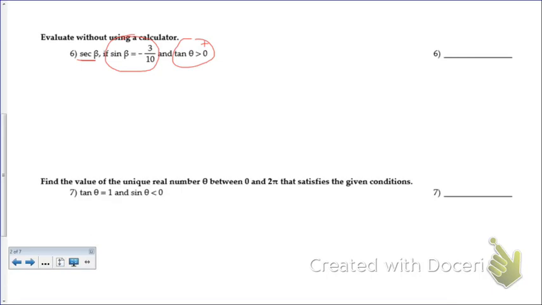So I'm going to start with secant of beta, and secant is the reciprocal of cosine, so I'm going to have r over x. And then I know that sine beta, which is y over r, is -3/10. R is the radius, so it's always going to be positive, as it's a positive length, no matter where you are on the coordinate plane. So 3 has to be the negative number. So I've got y equals -3, r equals 10, and I need to know what x is.